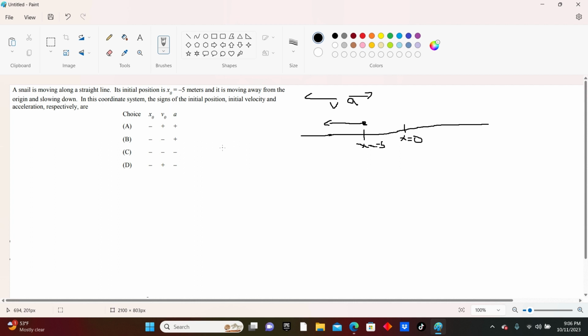So if we look at our choices, our position should be negative. All of them show negative. Our velocity, since it's going to the left, is also negative. And that eliminates choices A and D. And our acceleration, it's going to the right, which means it's positive. So that leaves choice B as our right answer.